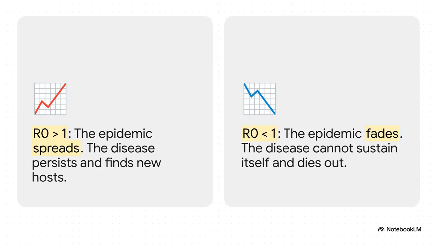The rule of R0 is dead simple. If it's greater than 1, each sick person or animal creates more than one new case, and the epidemic grows. If it's less than 1, the disease can't replace itself, and it just fizzles out and disappears. The entire goal of public health for any disease is to shove R0 below 1.